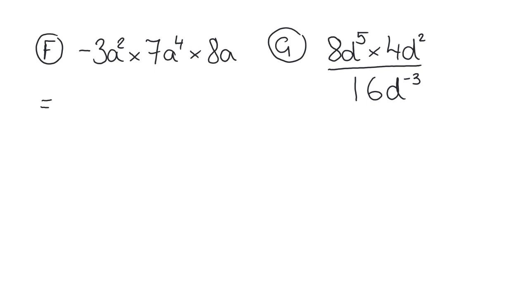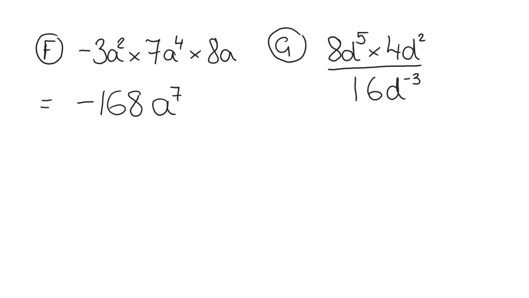So again, deal with the numbers first. Minus 3 times 7 is minus 21, times 8 is minus 168. So we've got minus 168. Okay, a to the power of 2 times a to the power of 4 times a to the power of 1. So if we add 2 and 4 and 1 that gives us a to the power of 7.